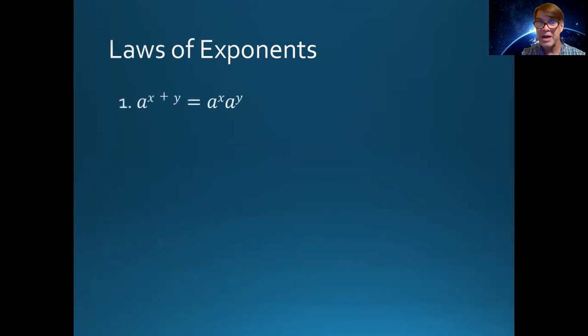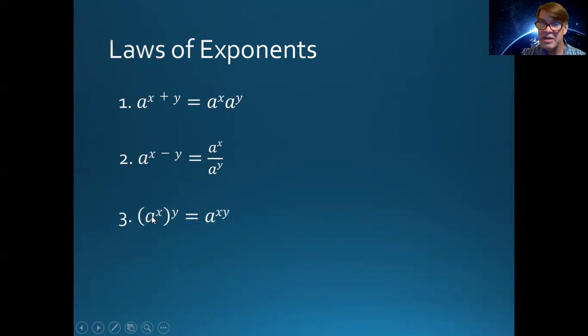Laws of exponents. Okay, so a base, and here we're talking about a constant, raised to a power that is the addition of two things, is equal to the product of a to the first one times a to the second one. If we have a base raised to x minus y, that's the same as a to the x divided by a to the y. If we have a to the x all raised to the y, that's the same as a raised to the x times y. Then if we have two constants, a times b raised to the x power, that's the same as the first constant raised to the x power times the second constant raised to the x power.